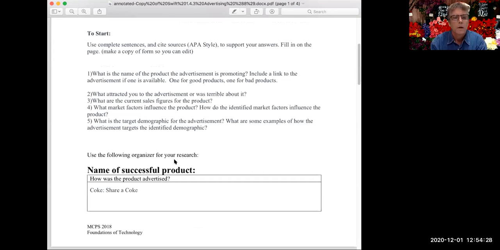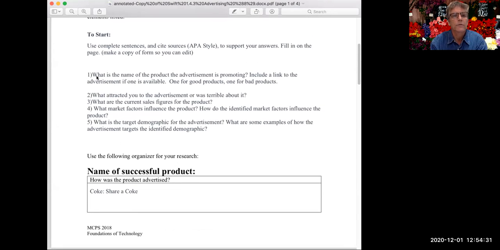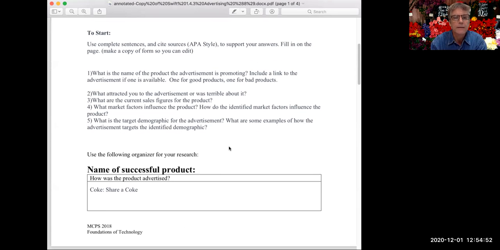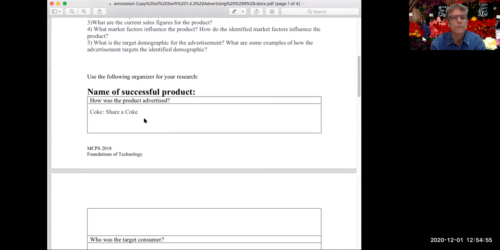Hang on, let me go to another. Okay, so this one, the person forgot or didn't notice that there were 5 questions up here. What's the name of the product? What attracted you to the advertisement or was terrible? What are current sales figures? What market factors influence the product? How did they influence the product? What is the target demographic? What are some examples?